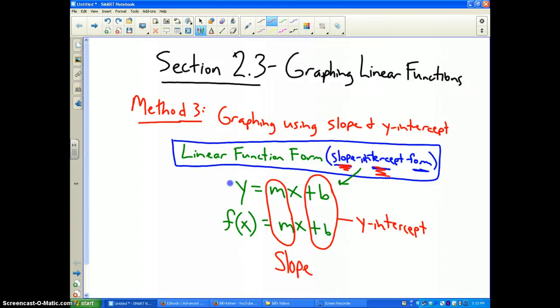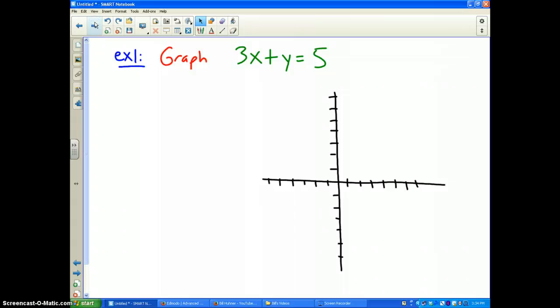slope-intercept form, because the equation is written in a form where you can just automatically see the slope and the y-intercept. Now, you're going to see the equations written a lot of different ways, but you need to try and put the equation into y equals mx plus b, and remember the slope is the number times the x all the time. So, let's use that to graph. So I want to graph 3x plus y equals 5.